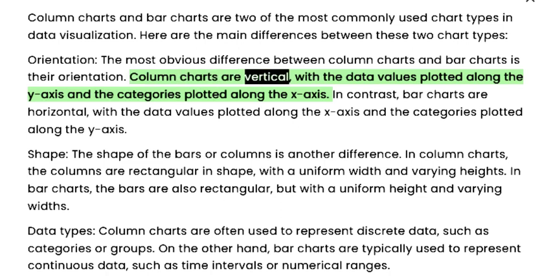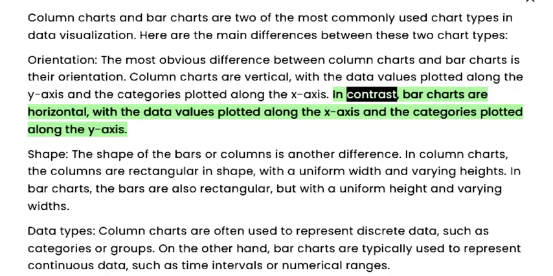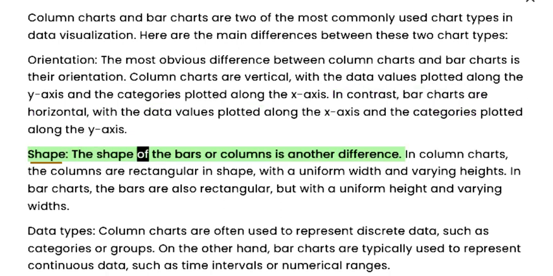Column charts are vertical, with the data values plotted along the y-axis and the categories plotted along the x-axis. In contrast, bar charts are horizontal, with the data values plotted along the x-axis and the categories plotted along the y-axis. Shape. The shape of the bars or columns is another difference.